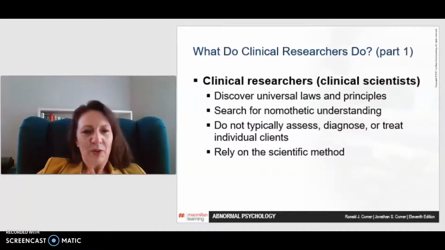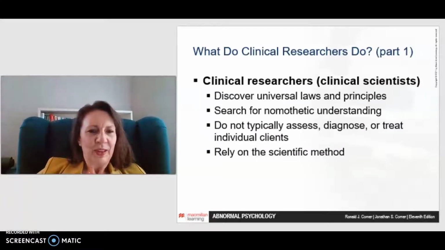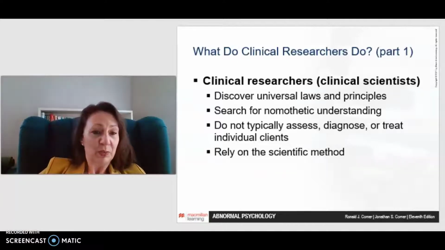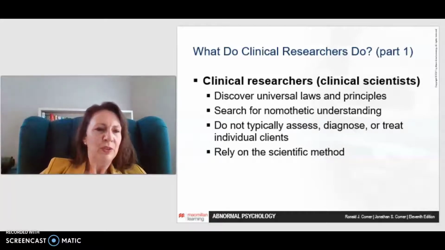The people who do this are called clinical researchers. They tend to discover universal laws and principles of human behavior. They search for what's called nomothetic understanding, or what's normative or common across a culture or group. They don't typically, on the other hand, assess, diagnose, or treat individual clients. And they do use the scientific method.